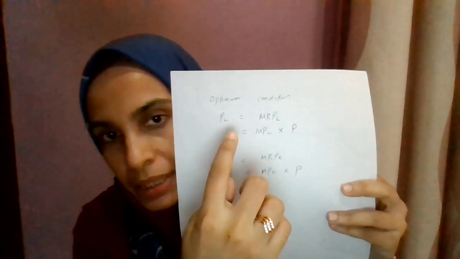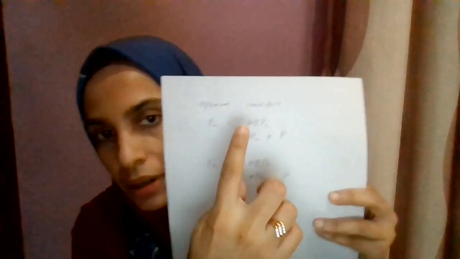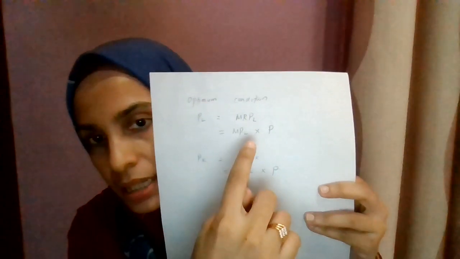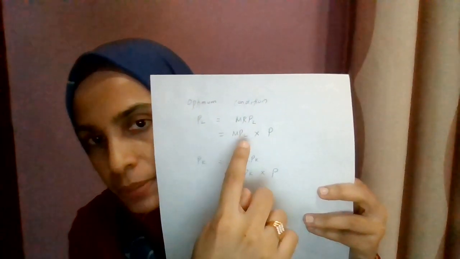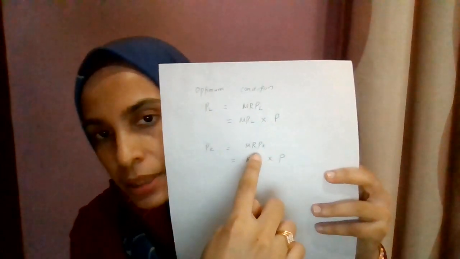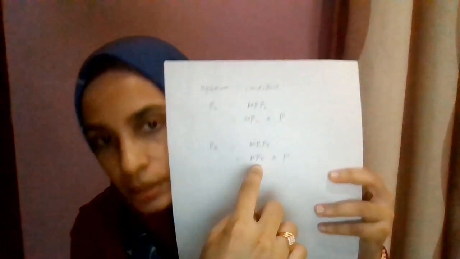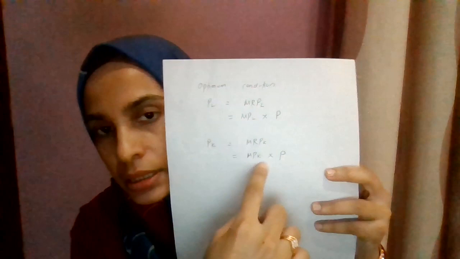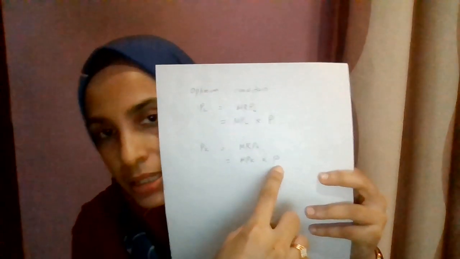So nak dapatkan marginal revenue product of labor dengan cara apa? Marginal product of labor times with the price. Sama juga kalau kita nak cari marginal revenue product of capital, marginal product of capital times with the price. I'm going to show you after this in the table. So how we're going to look or find for the marginal revenue product of labor.